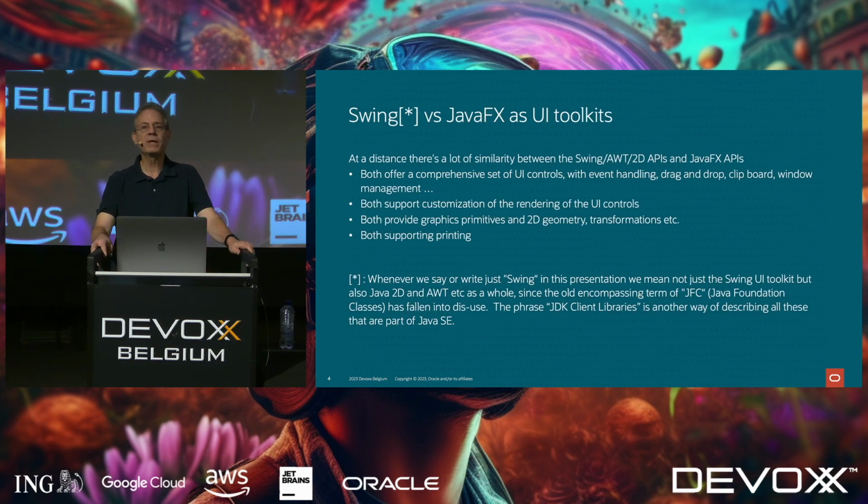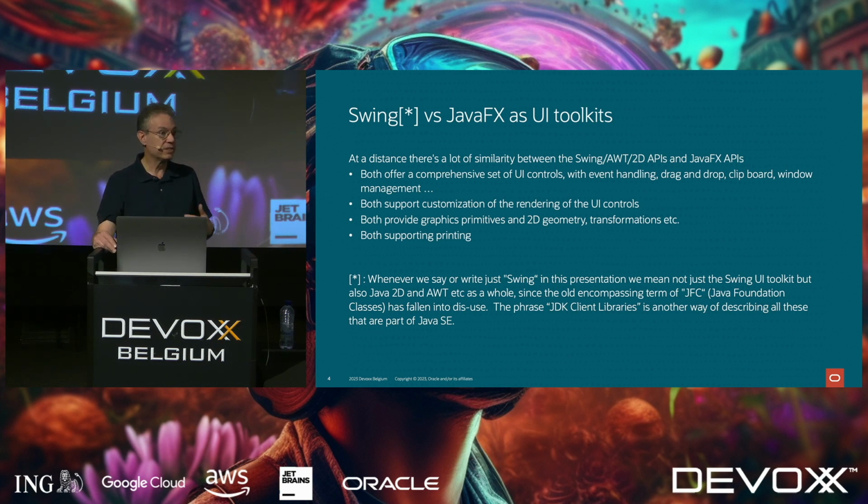So now we'll talk about Swing and JavaFX as UI toolkits. First of all, when I say Swing, that's just shorthand for the entire client JDK desktop that's part of Java SE. It includes AWT, Java 2D, and Swing. But I'll just say Swing throughout most of this presentation, as shorthand for that. At first glance, there are a lot of similarities between those two toolkits. They both offer a fairly comprehensive set of UI controls, and they allow you to customize those controls in certain ways. They have event handling, drag and drop, window management, etc.